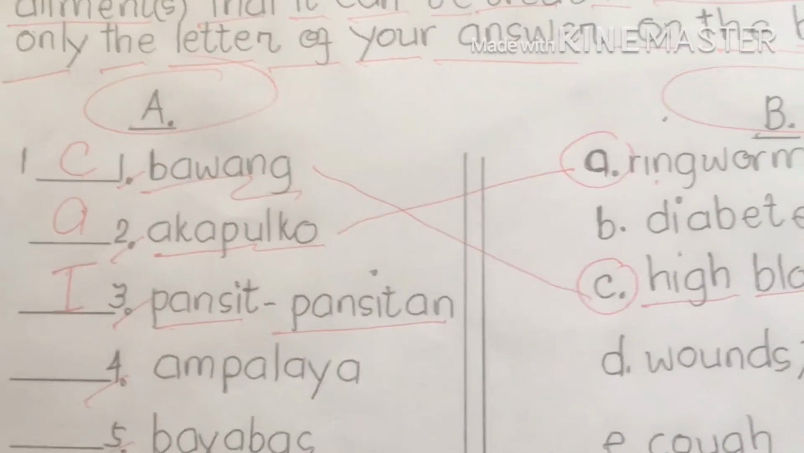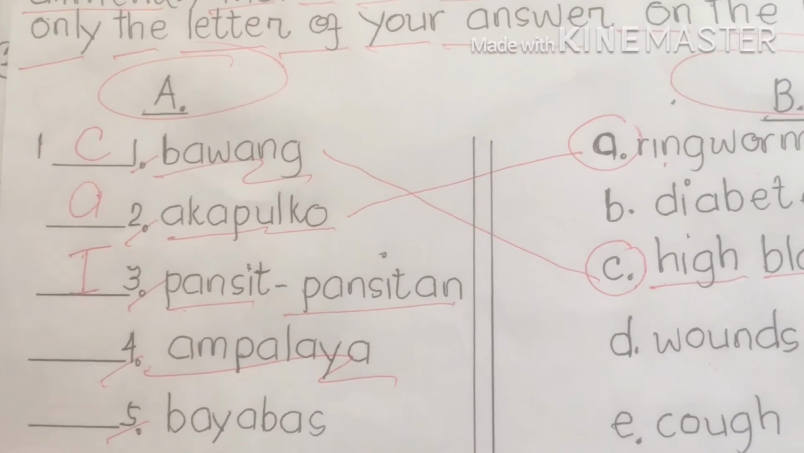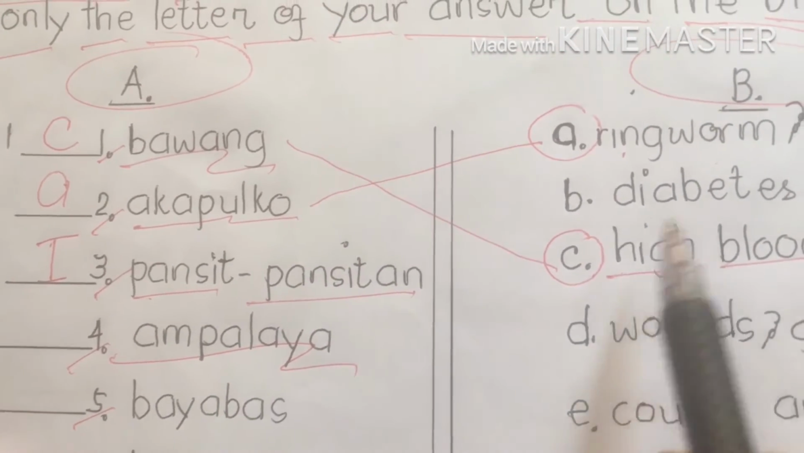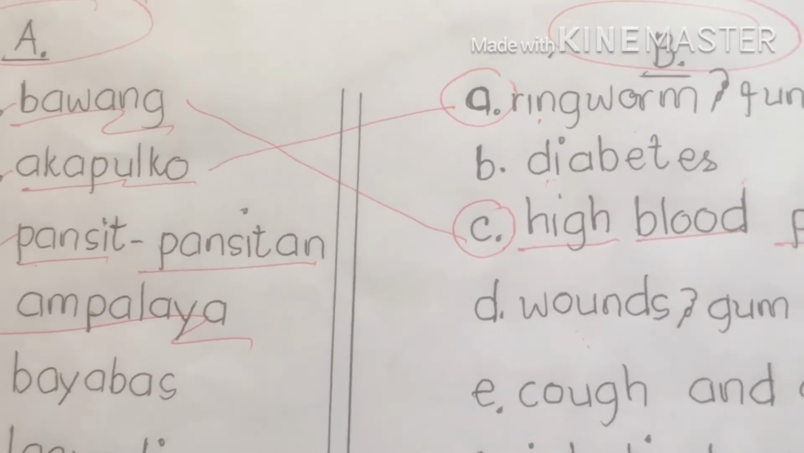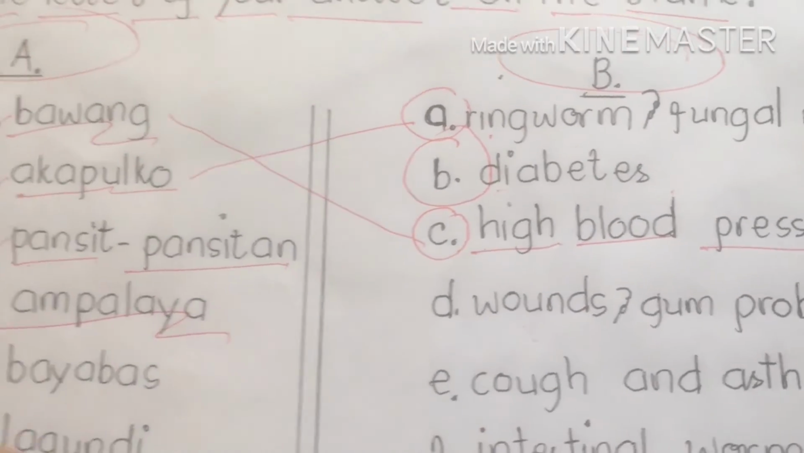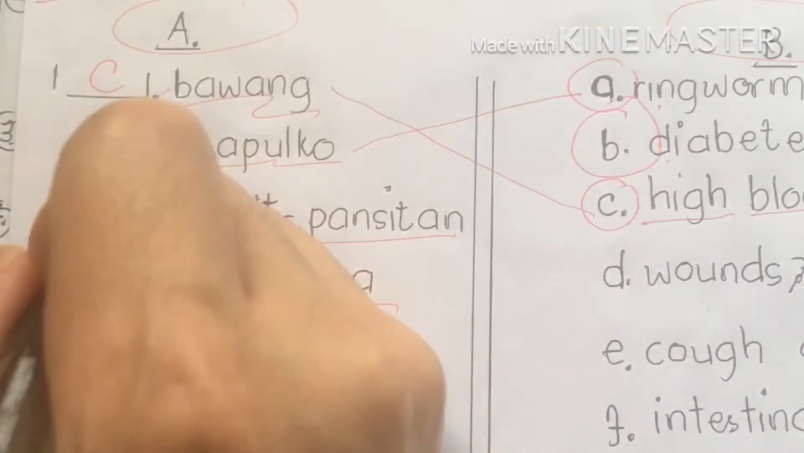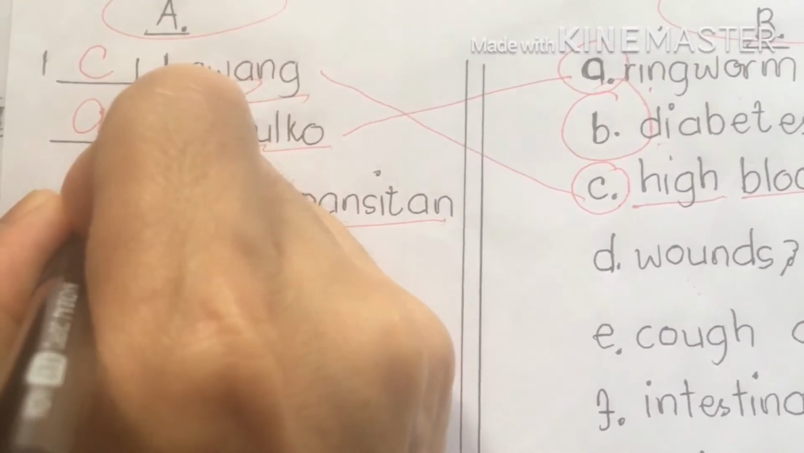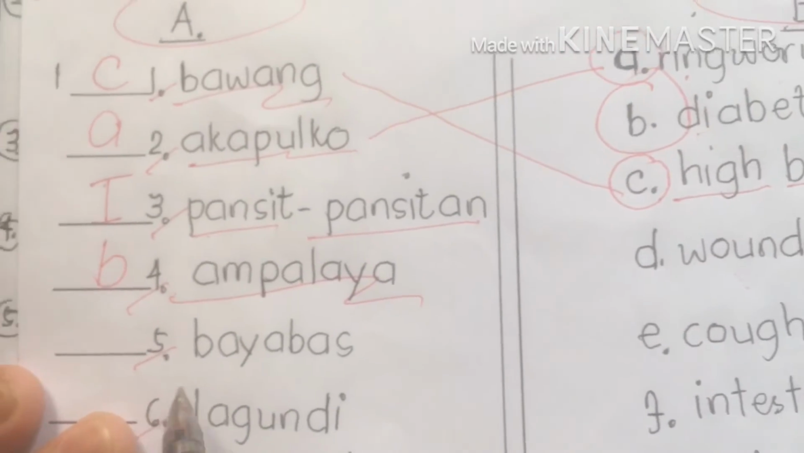Number 4, ampalaya, or what we call bitter gourd. Choices are, is it good for diabetes, wounds and gum problems, or cough and asthma? We're going to write letter B. That's good for diabetes. Okay, next, number 5, bayabas.